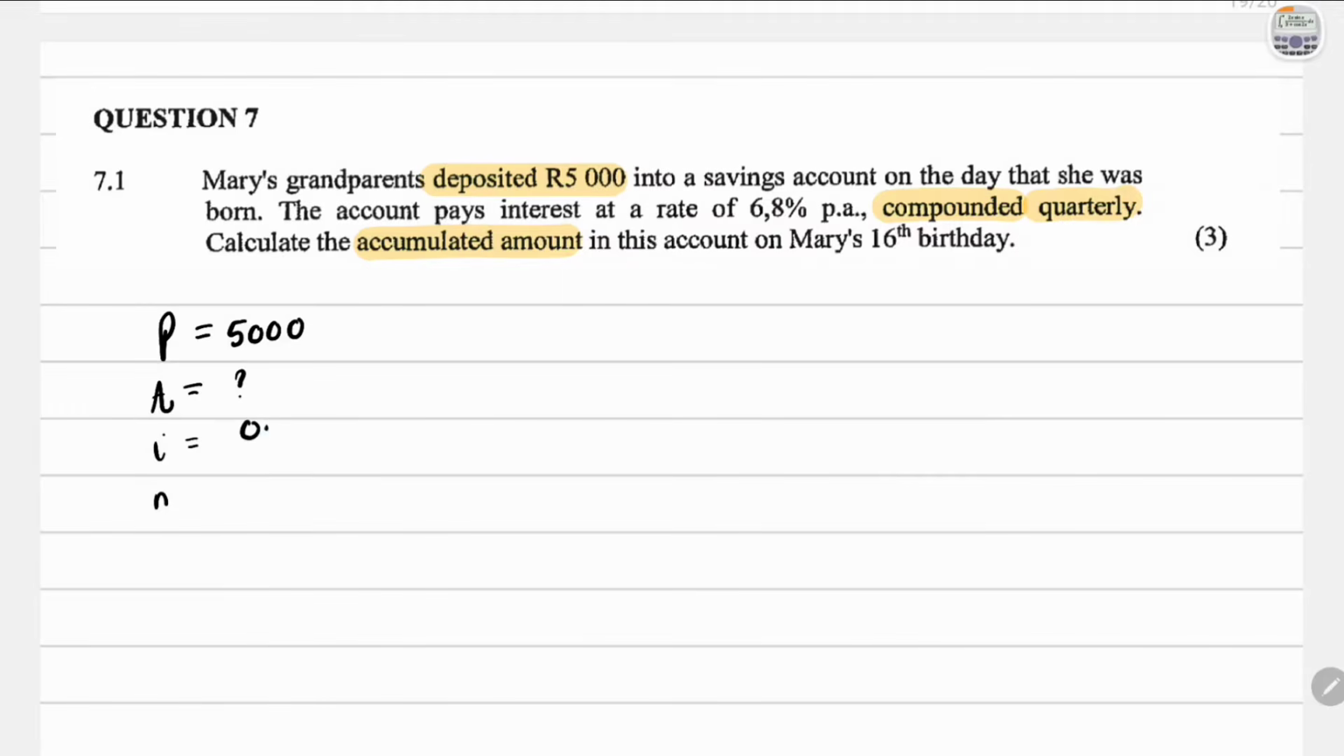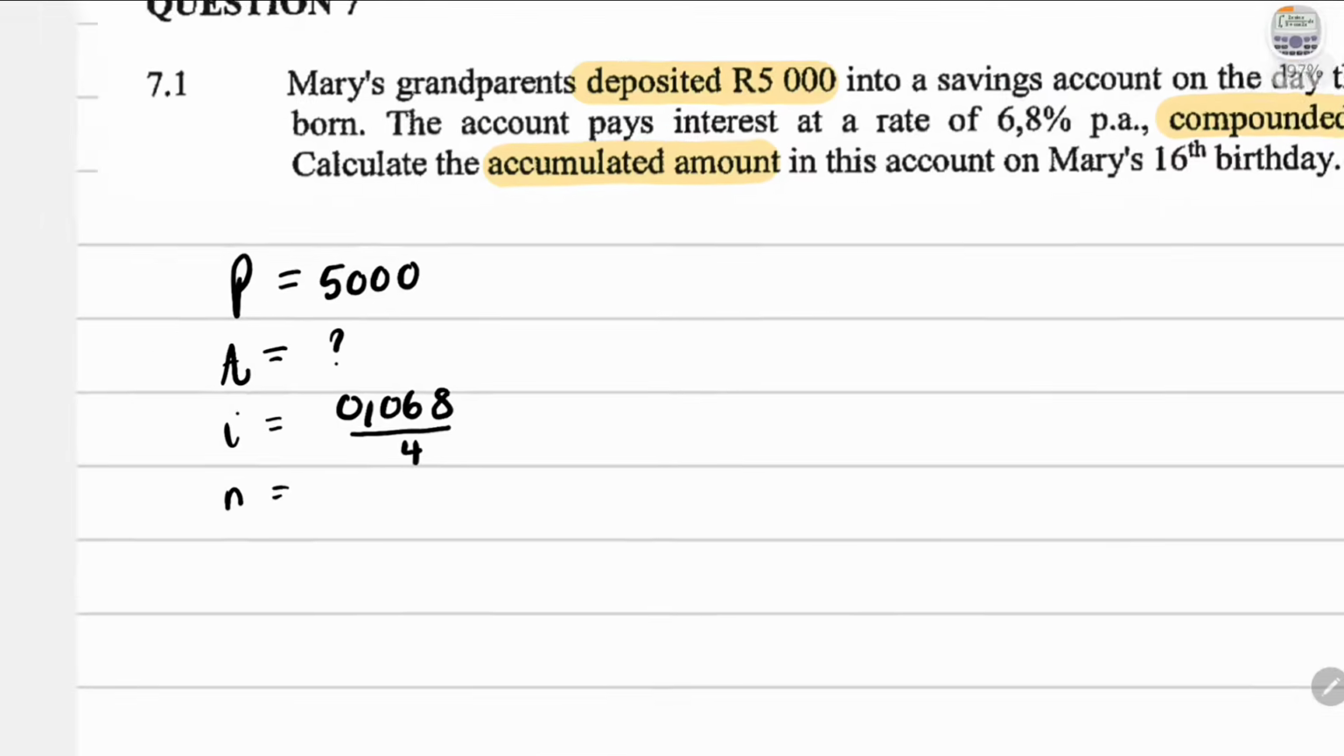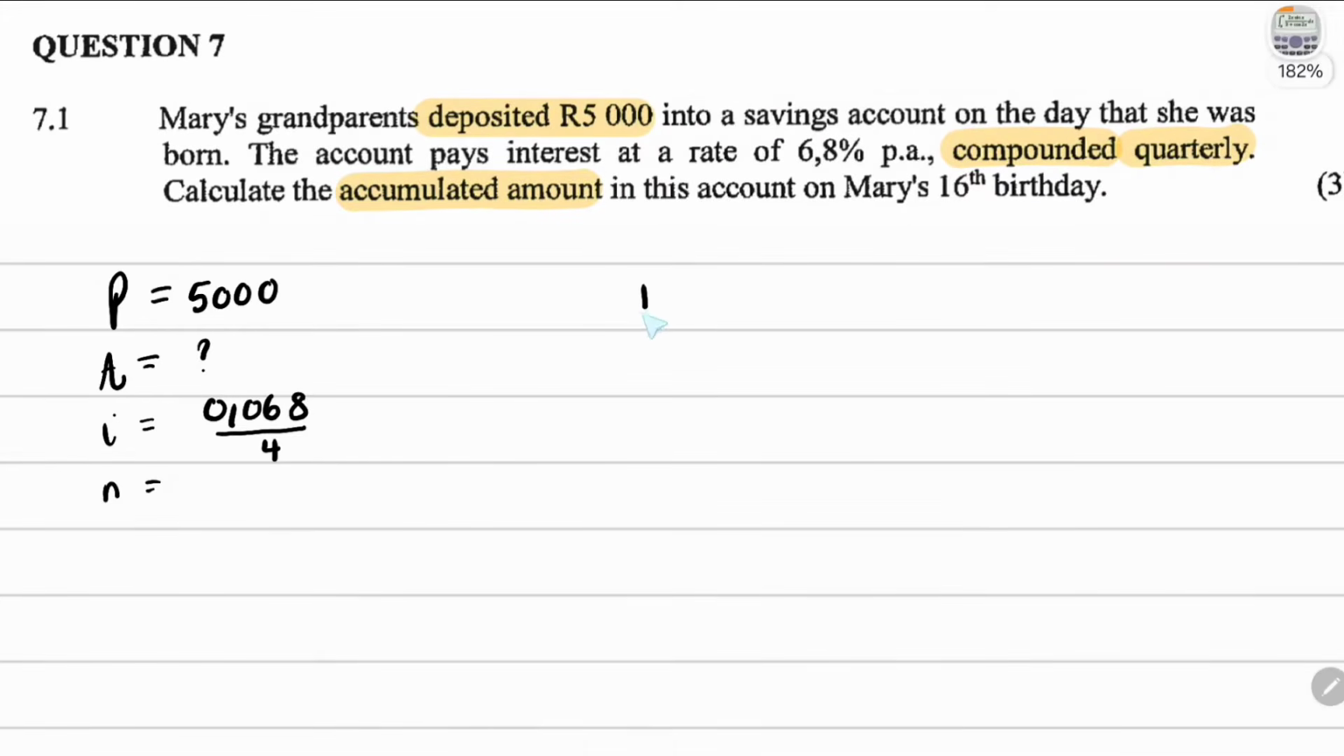So you need to make sure that you make it quarterly interest that gets added really. So you're going to divide that by 4, really cutting it into 4 quarters so that it gains interest every quarter. And then lastly, N. Okay, so they said it's when she was born until when she is 16. So it's 16 years in total.